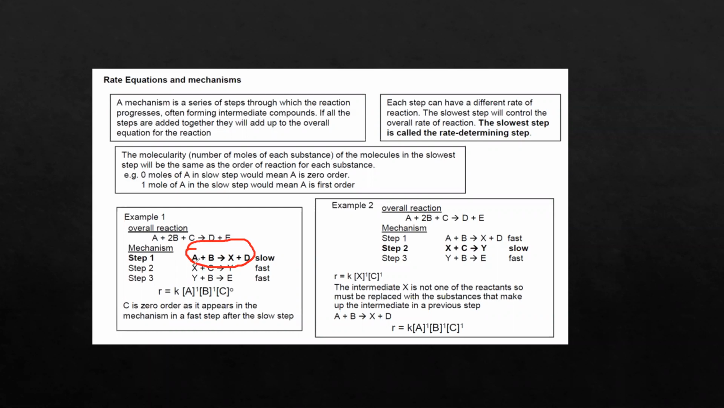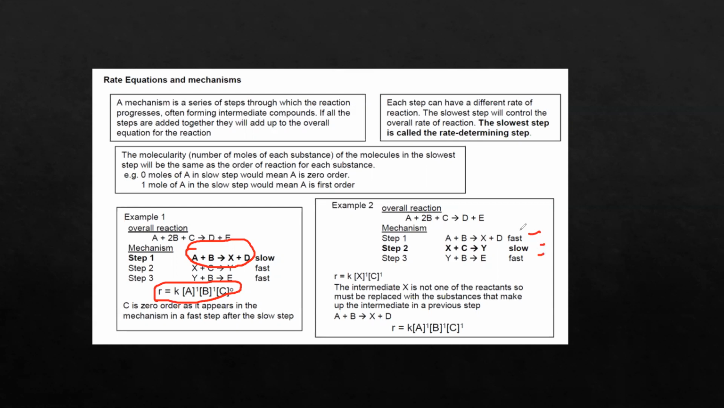So this is first order with respect to A, first order with respect to B, and zero order with respect to C. So the overall equation might be different, but the rate expression may involve different reagents. Same thing, another example with the same equation. The first reaction was fast, then slow, and then fast.